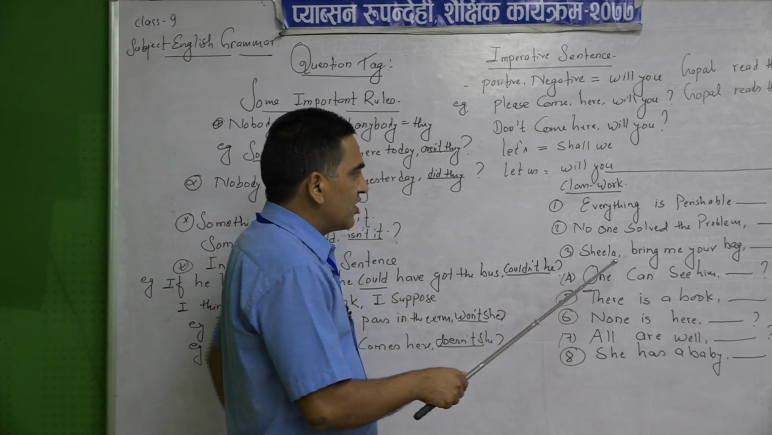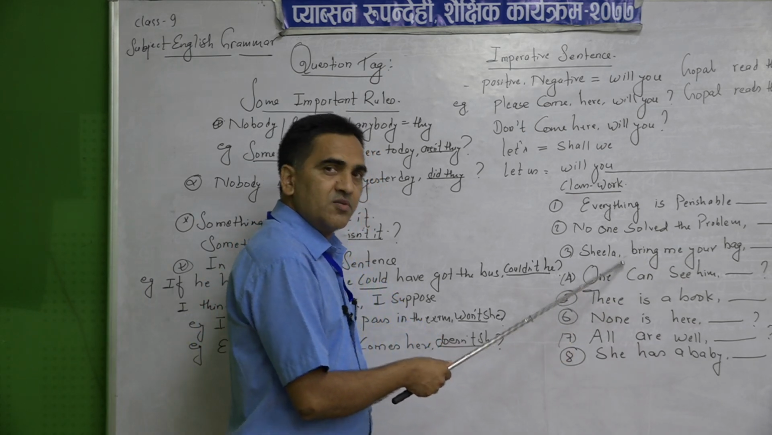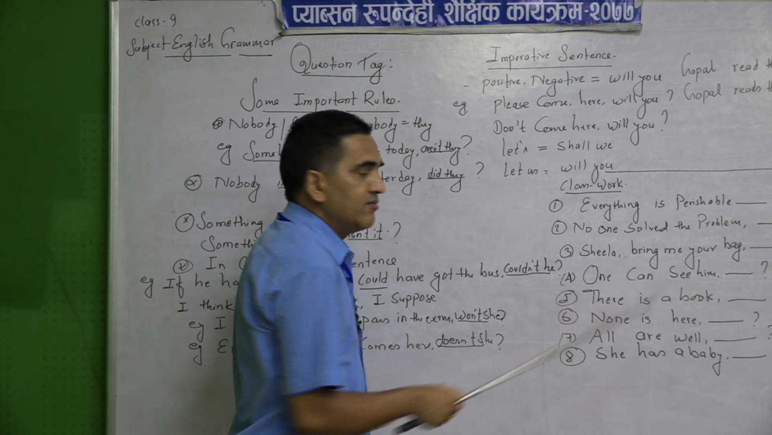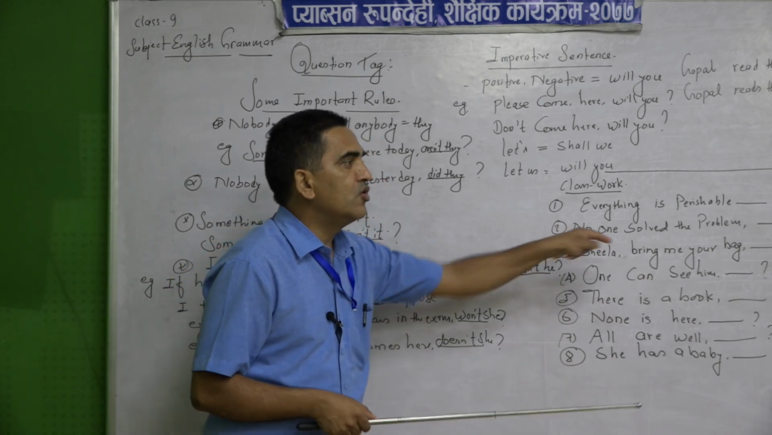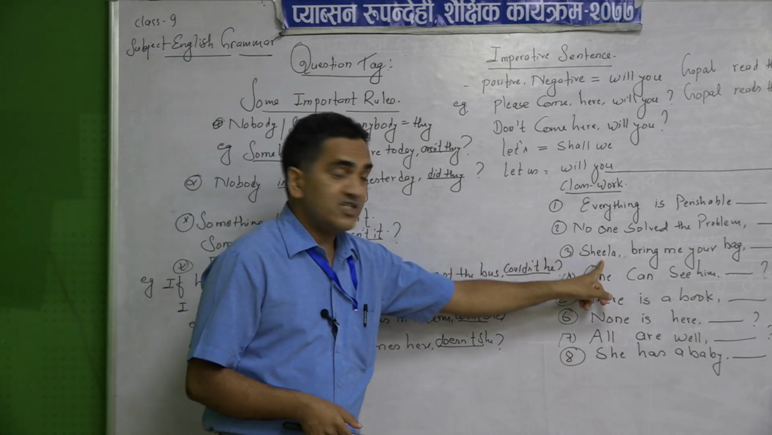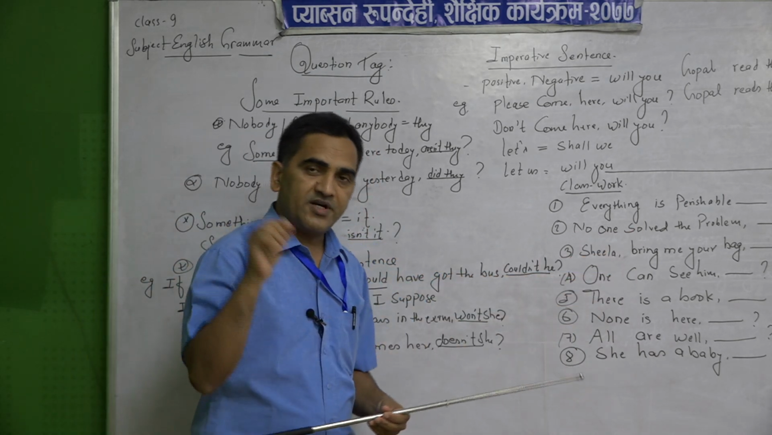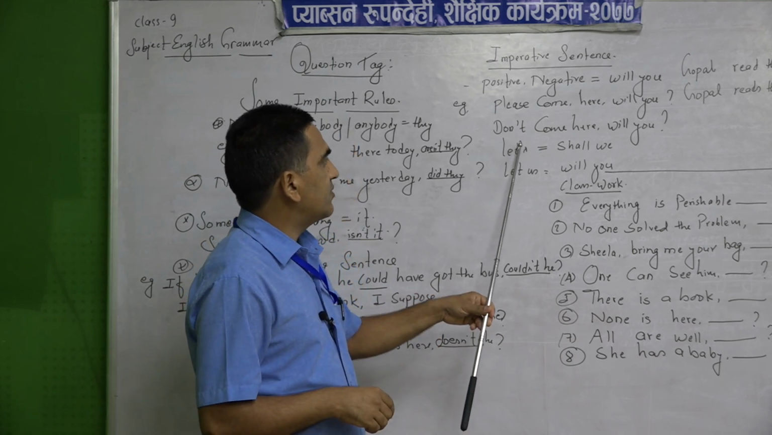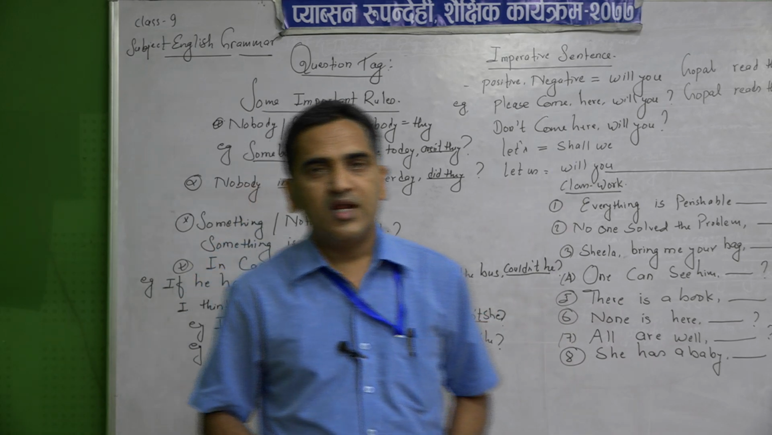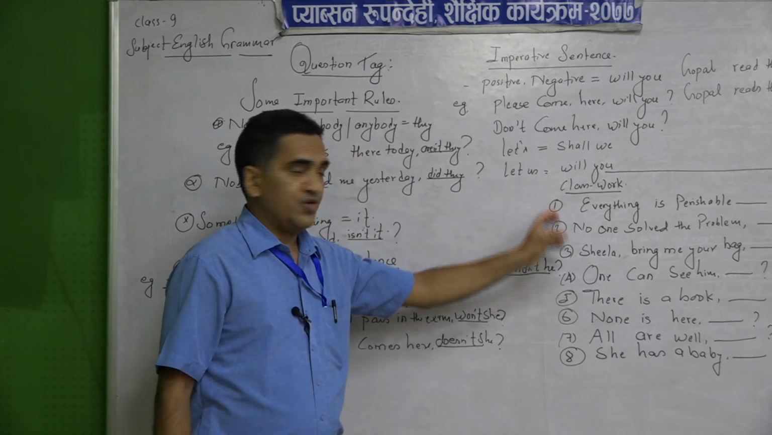You are a good student. So, Sheila, bring me your bag. Sheila and a comma are there. Somebody is commanding Sheila to bring the bag. So it is an imperative sentence, and we write here will you. In case of an imperative sentence, we write will you. When there is an apostrophe, shall we, and let us, will you. Alright? Now my dear students, you have learned some of the important exercises of question tag also.